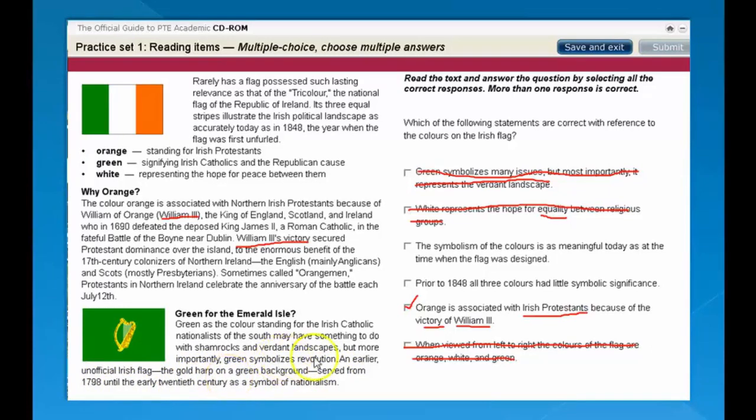Now looking at our questions, it says prior to 1848, all 3 colors have little symbolic significance. Well, since one of the colors is green, and it says here that in 1798 it was important, this is wrong, which leaves the symbolism of the colors is as meaningful today as the time when the flag was designed. If we recall properly, it said here that it's as relevant as it was before, such lasting relevance. So this one also checks out.